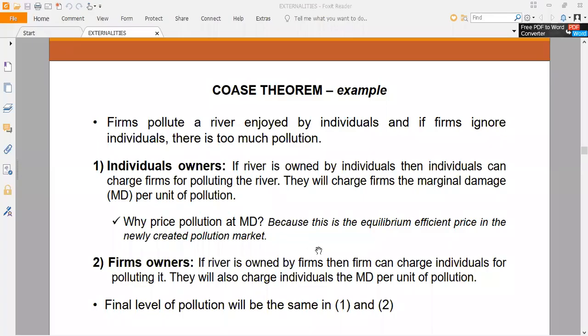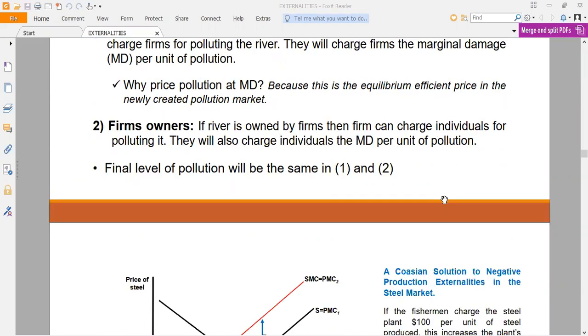Okay, so I was saying that even if the property right is given to firms, and assuming individuals are rather causing the negative externality, the firm, because now the firm owns maybe the water body, can charge the individuals, and that will internalize the externality.